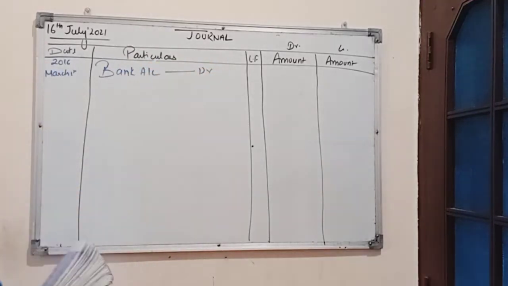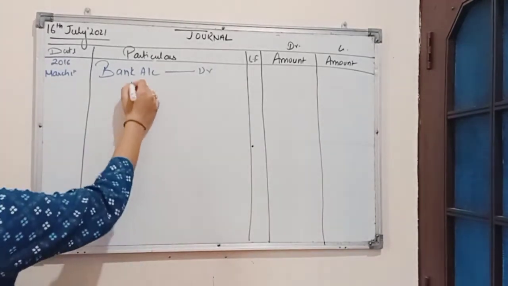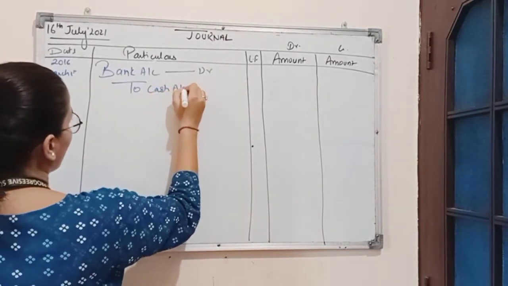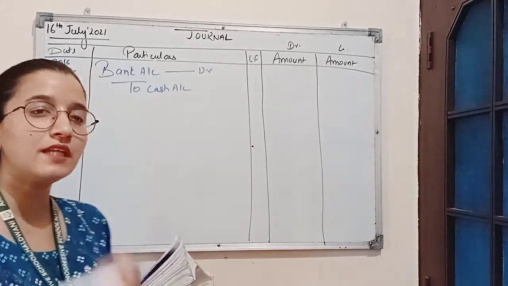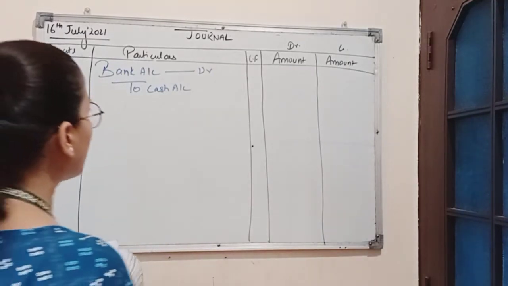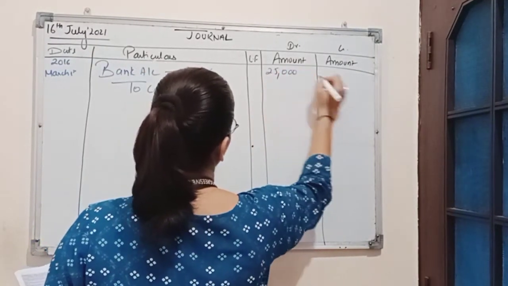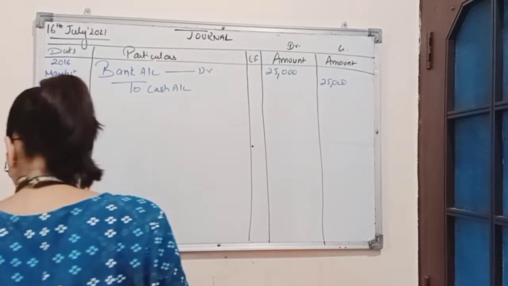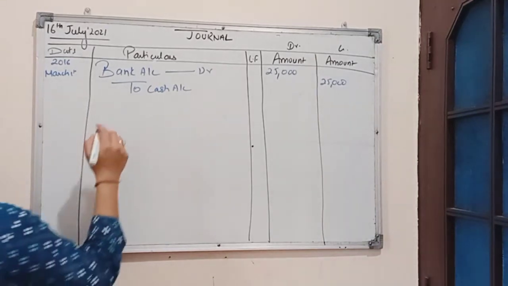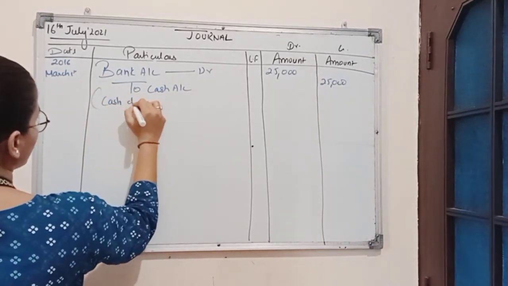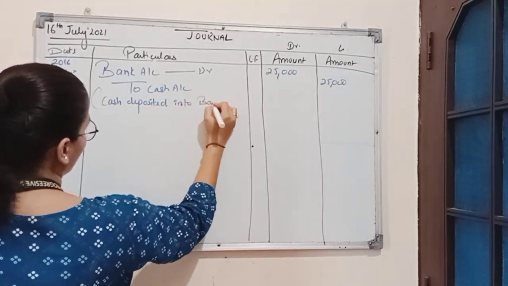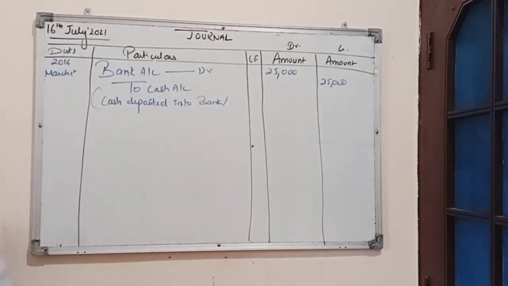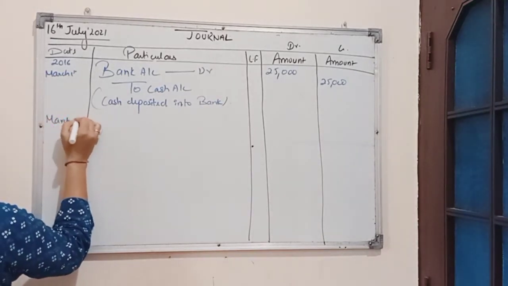And there is outflow of cash by depositing cash into bank. So we will credit cash account, as cash is a real account and the rule for real account is debit what comes in, credit what goes out. Now here the amount is 25,000. Narration for this journal entry will be cash deposited into bank.